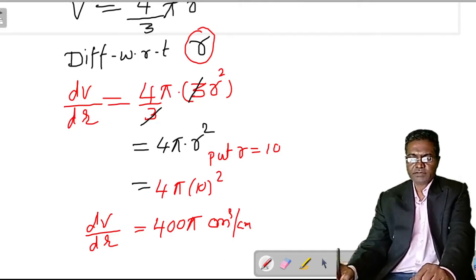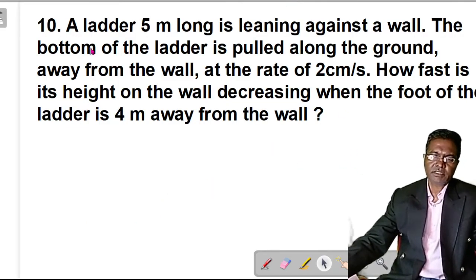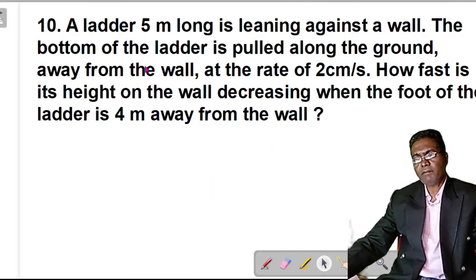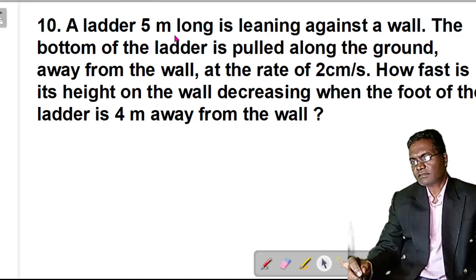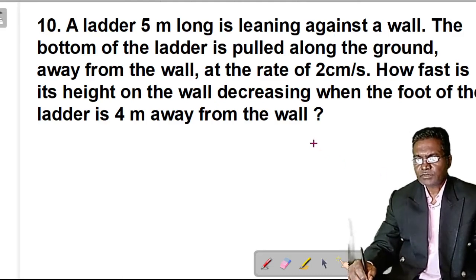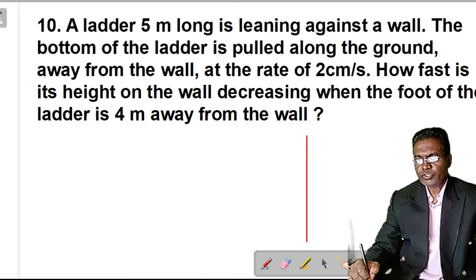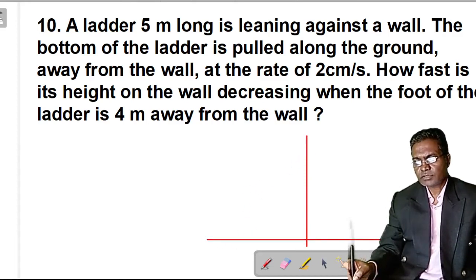Right. Let's have one more last example of this session. And it will be important also. Look at this. A ladder 5 meter long is leaning against a wall. So let us try to understand. This is your wall and there is one ladder. This is your ground.